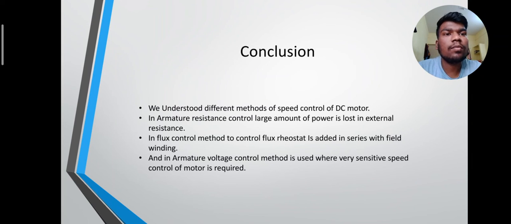The conclusion of this presentation: we understood different methods of speed control of a DC motor. In armature resistance control, a large amount of power is lost in the external resistance. In the flux control method, to control flux a rheostat is added in series with the field winding, and the armature voltage control method is used where very sensitive speed control of the motor is required.